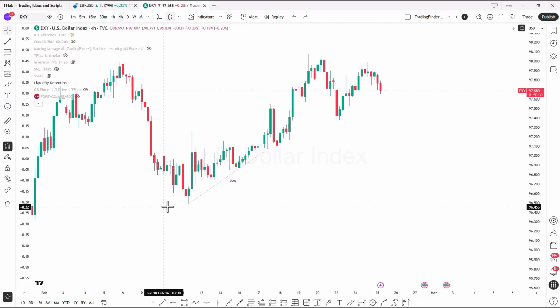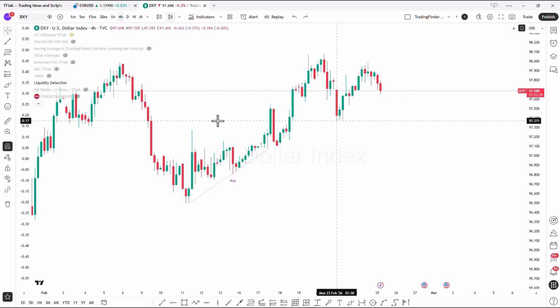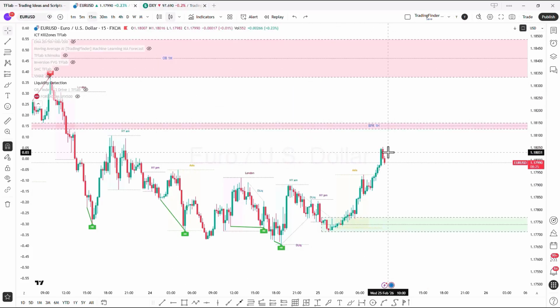However, if the DXY index reacts and stabilizes in its upward channel, EURUSD could also enter a downward phase.